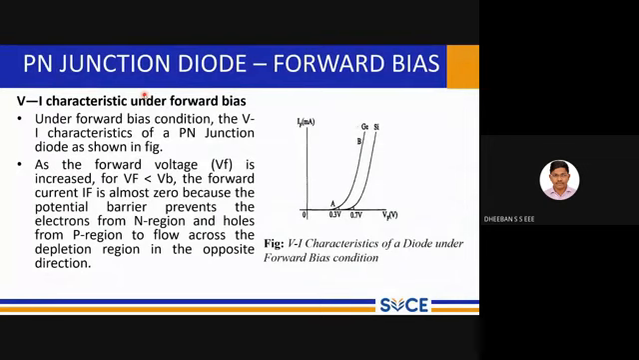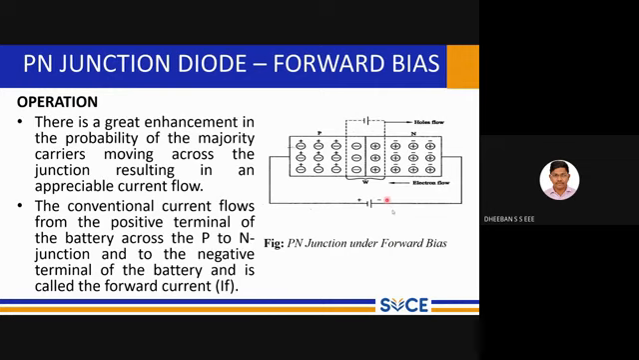Similar to that, this is mainly based upon the voltage and current. For all electronic devices, the characteristics are mainly dependent upon voltage and current. The voltage will be on the x-axis and the current on the y-axis. So what happens as the forward voltage VF is increased? Forward voltage is nothing but the voltage that we are applying over here.